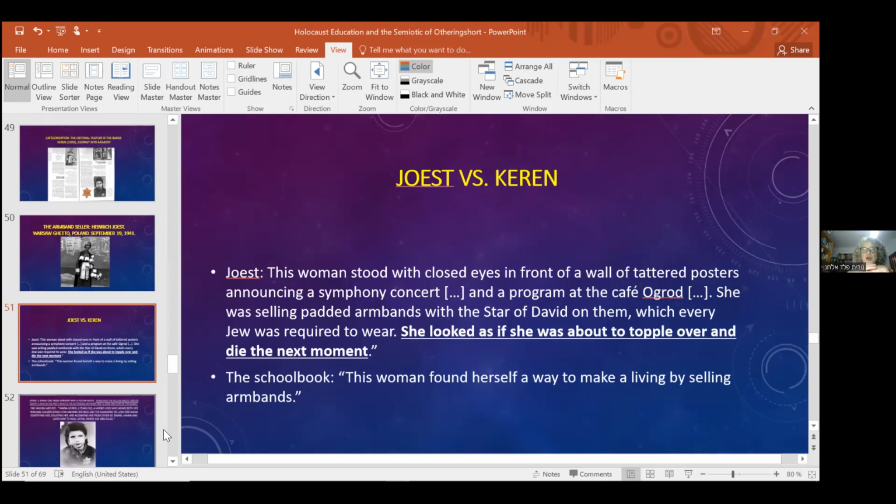This is what he says about her. This woman stood with closed eyes in front of a wall of tattered posters announcing a symphony concert and a program at the Café Ogrod. She was selling padded armbands with the Star of David on them, which every Jew was required to wear. She looked as if she was about to topple over and die the next moment. The Israeli schoolbook says about this woman, she found herself a way to make a living by selling armbands. I would say it's almost cynical, but of course it's dispassionate, with no empathy, with no sympathy, as if they say to the students, don't feel anything about it.